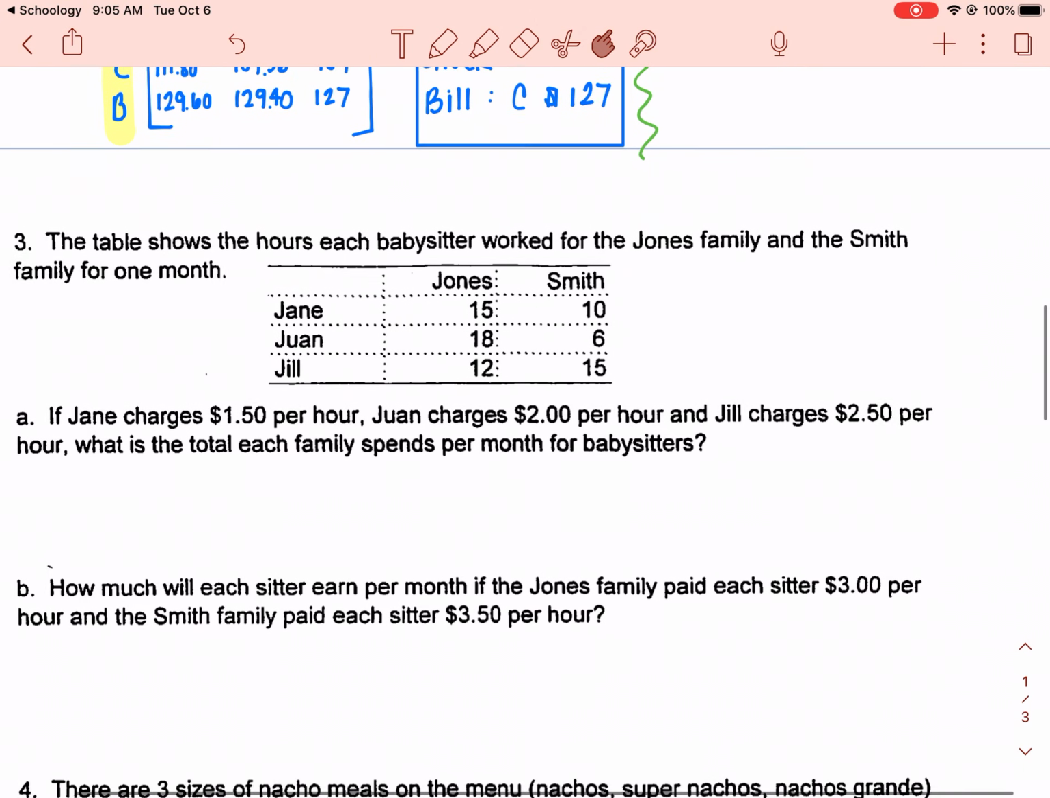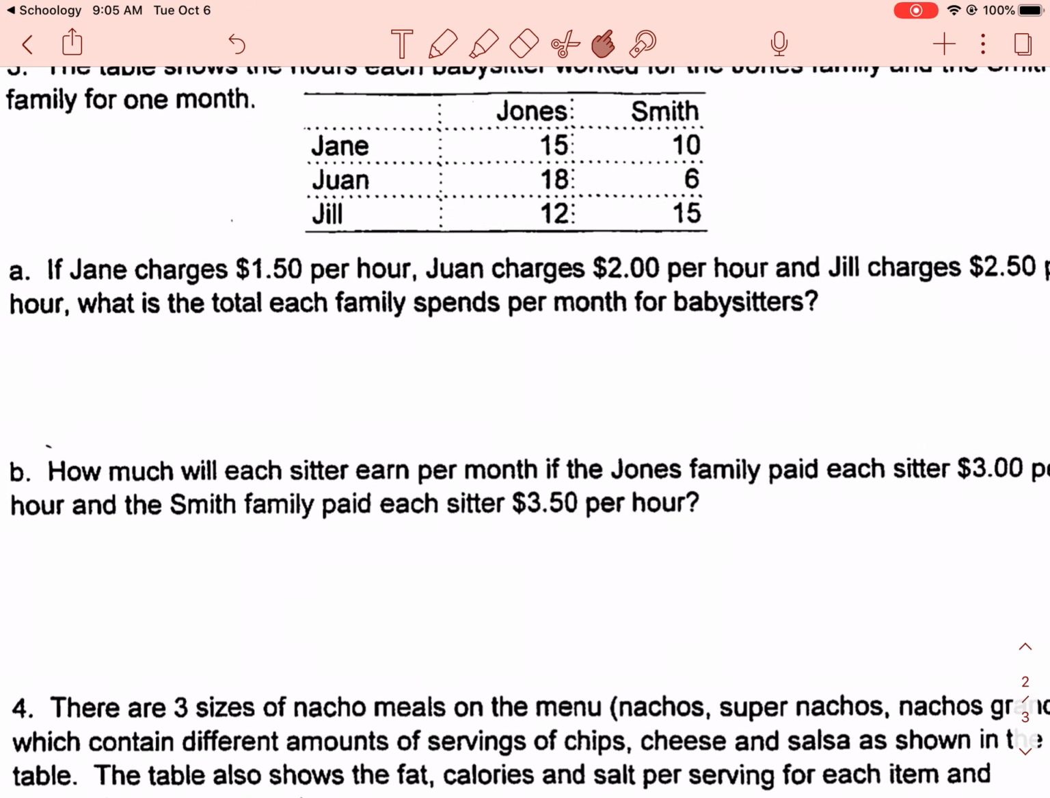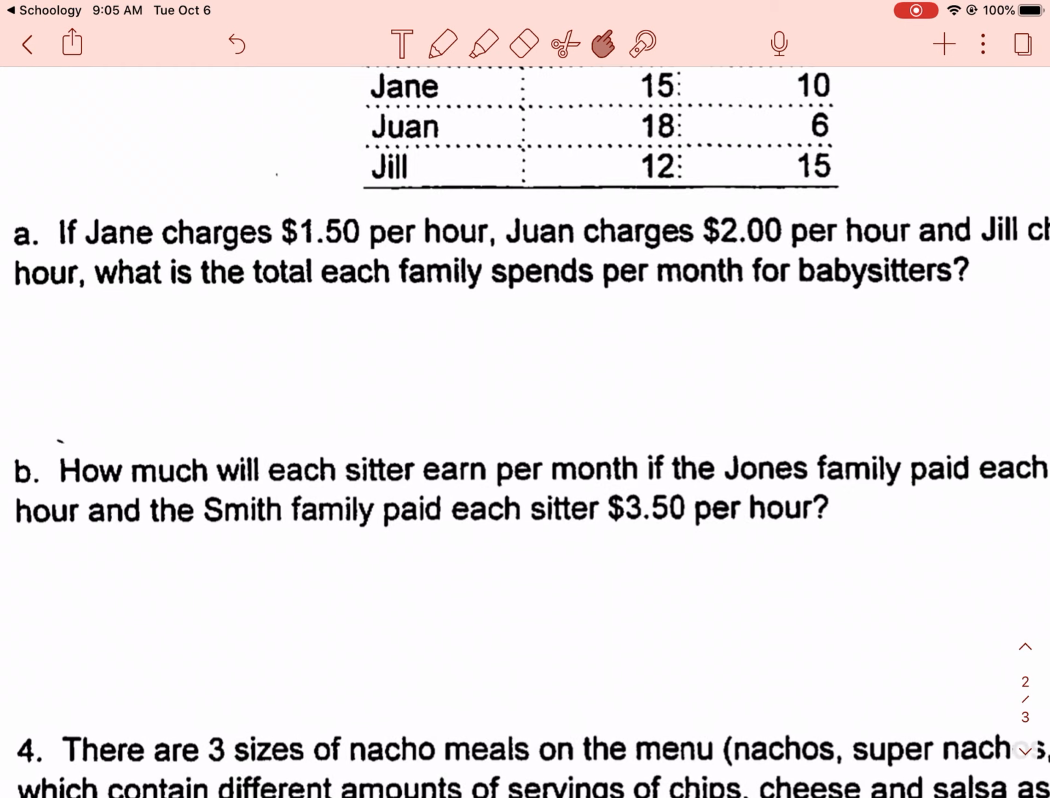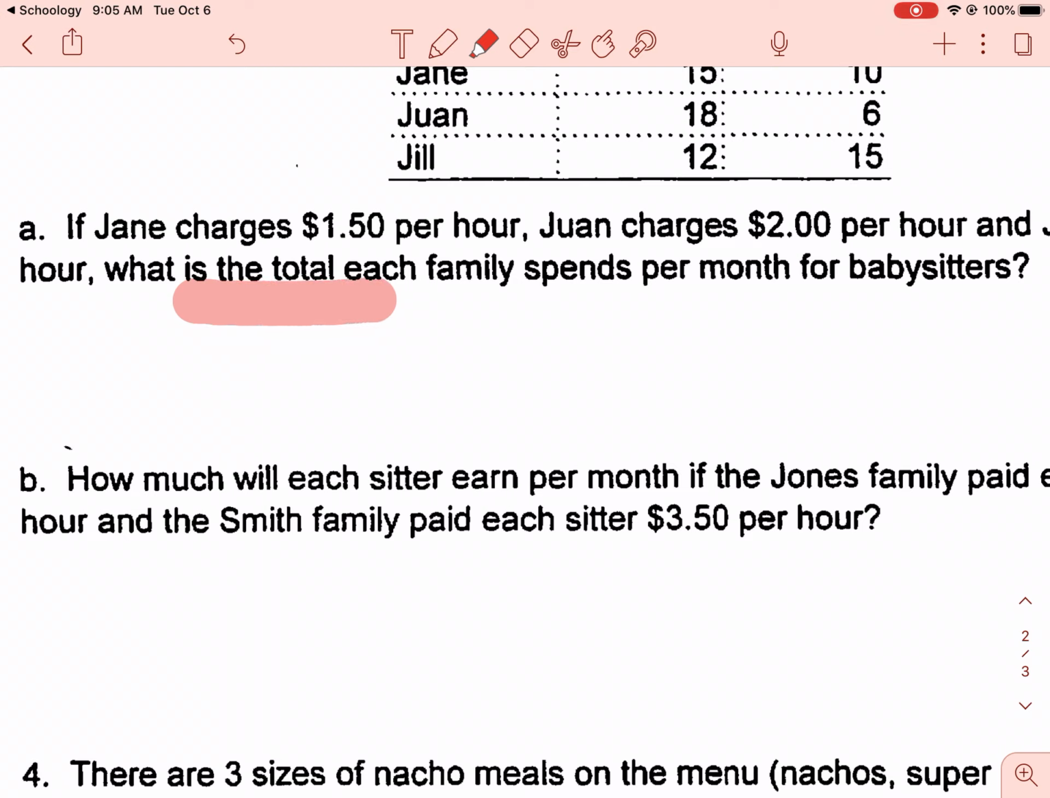Let's do another one. Number 3, the table shows the hours each babysitter worked for the Jones family and the Smith family for 1 month. If Jane charges $1.50 per hour, Juan charges $2 per hour, and Jill charges $2.50 per hour, what is the total each family spends per month for the babysitter? Okay. In the end, we want the total each family spends per month per babysitter. Let's think about what we have in common. What could be the top, your column label, that can correspond with the row label? What do we have in common?